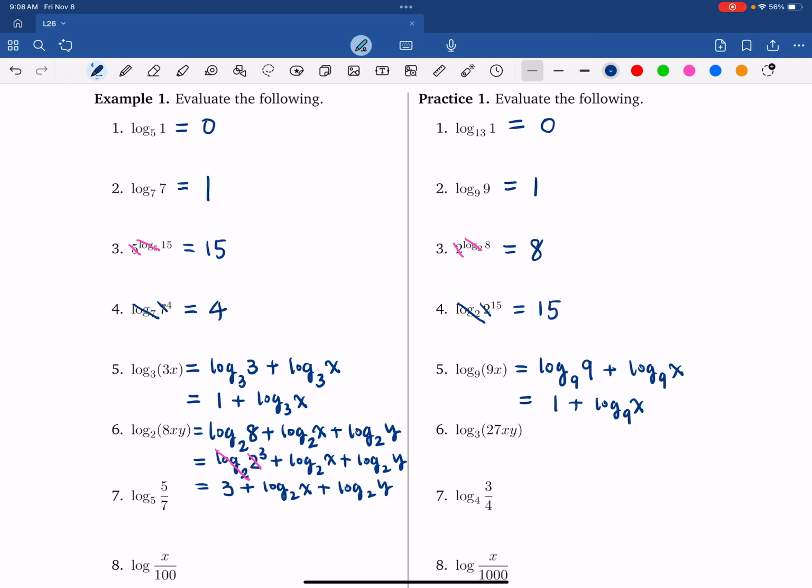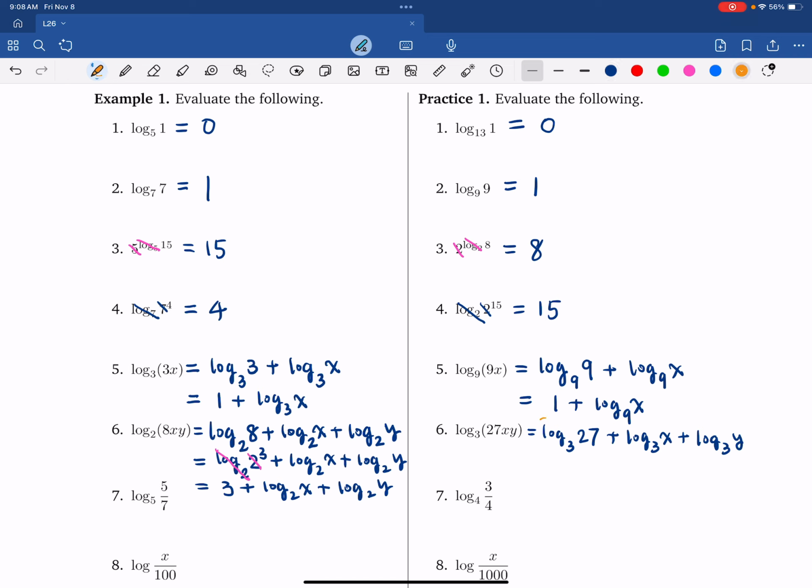Okay, so this one, I'm going to do something very similar. It's a product inside. I'm going to split it. So the first one is log base 3 of 27, and then plus log base 3 of x plus log base 3 of y, right?